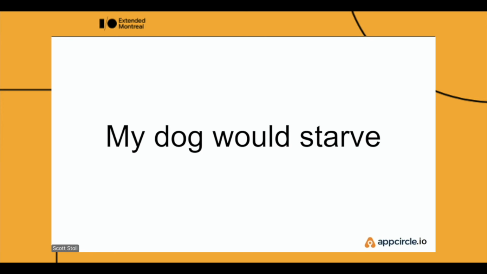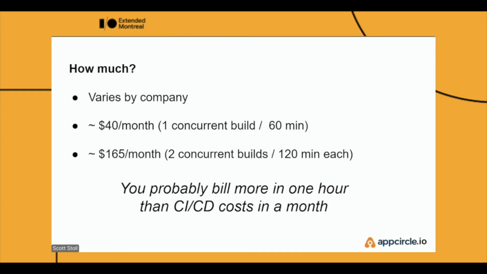So how much actually is it? Well, all the companies are fairly competitive. You can check them all out. For App Circle, you get $40 a month with one build at a time, 60 minutes per build. Or if you want to do 2 builds at a time at 120 minutes each, it's 165.